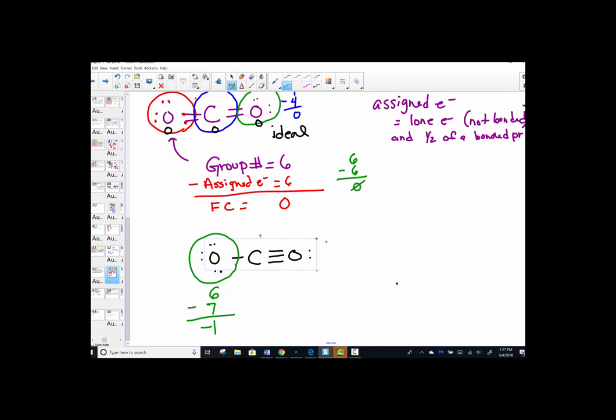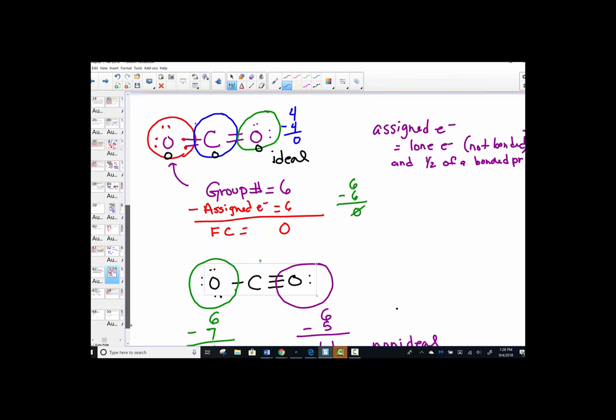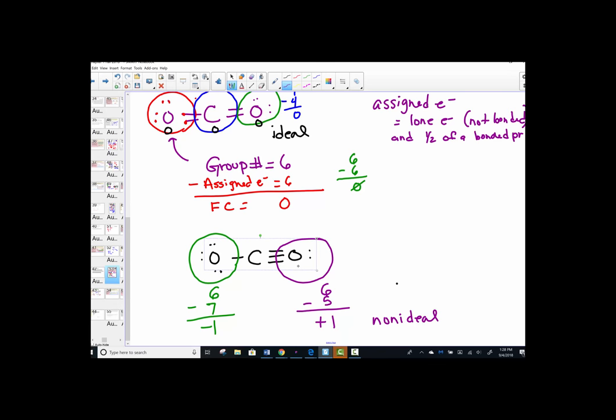This oxygen still lives in group 6A. 6 is its group number. Inside the circle I draw around it is now all of its assigned electrons. 1, 2, 3, 4, 5 assigned electrons. This oxygen has a formal charge of plus 1. Our goal is to get rid of any formal charge if possible. If we have to have a formal charge, the negative should be on the more electronegative element. But clearly I can see by creating 2 double bonds, I have no formal charge, which is a better proposed structure than a structure that does have formal charge.